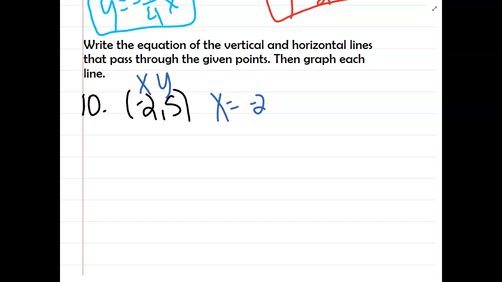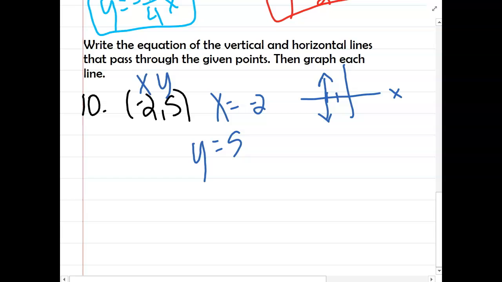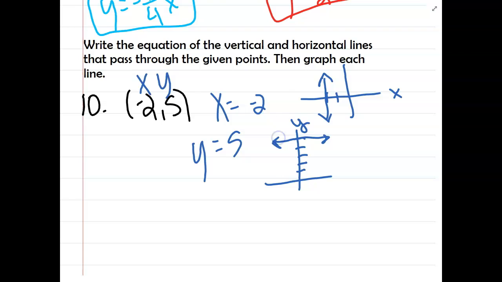Okay? And then a horizontal line. What does the equation of a horizontal line look like? A Y only. And how am I going to figure out what Y equals? It's 5. Okay. And then to graph these, we know an X-only line is a vertical line on your X-axis at -2. That's where you draw your vertical line. For the Y-only line, on your Y-axis at 5, that's where you draw your horizontal line.